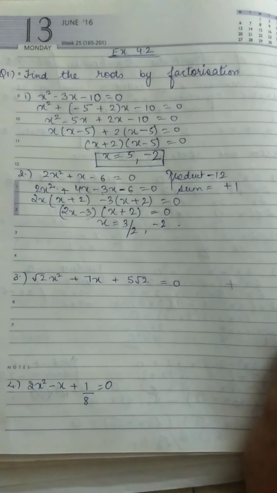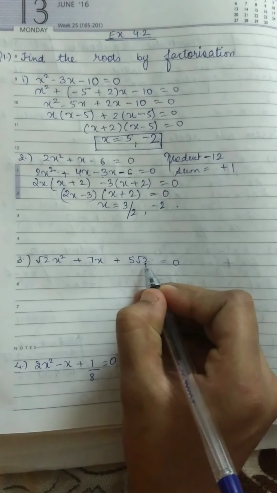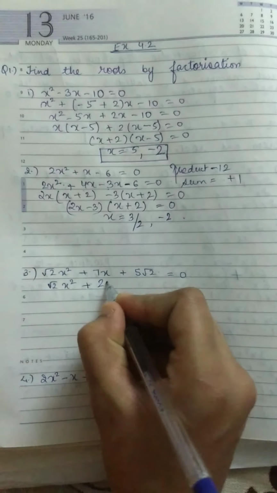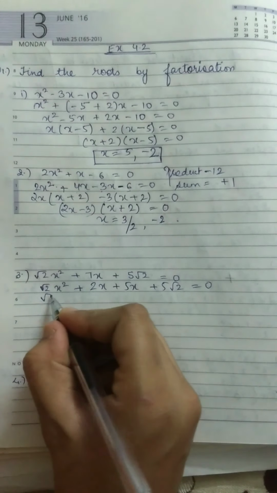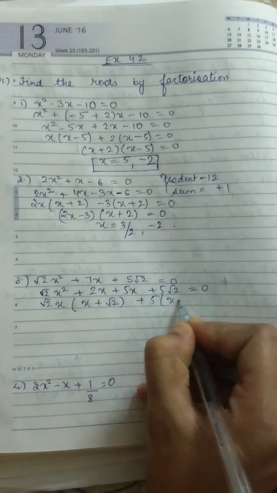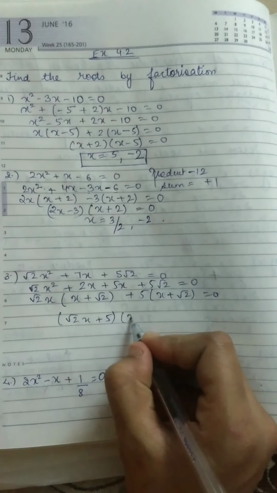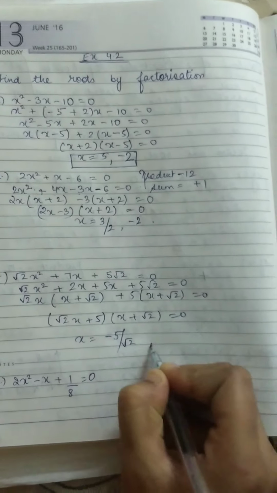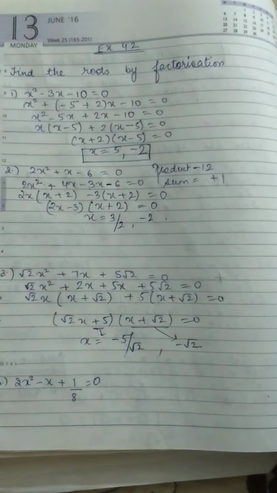Third, root 2x square plus 7x plus 5 root 2. So product is 5 into 2 is 10 and sum is 7. So root 2x square plus 2x plus 5x plus 5 root 2 is 0. Root 2x common, it becomes x plus root 2, and here 5 common, it becomes root 2x plus 5, x plus root 2 is 0. Therefore our factors become minus 5 upon root 2 and minus root 2. Here minus root 2 and here minus 5 by root 2.